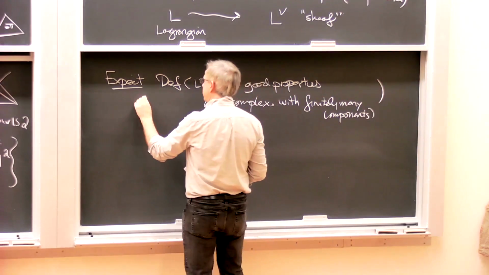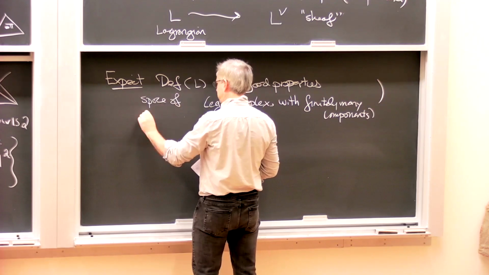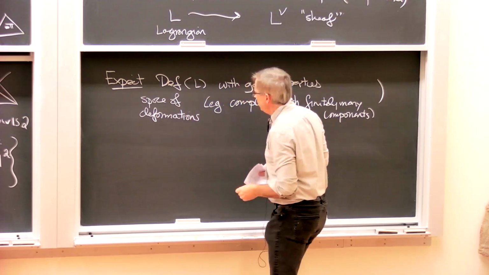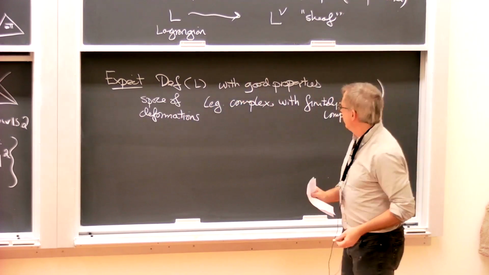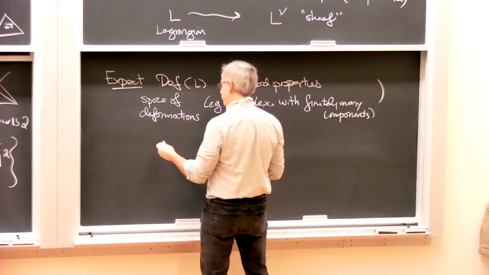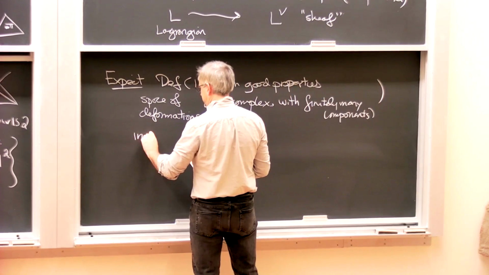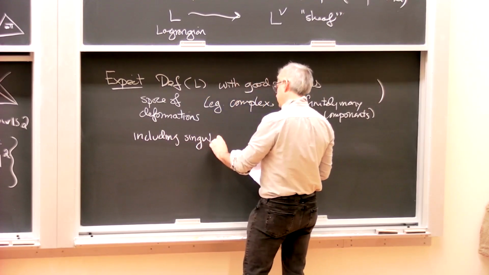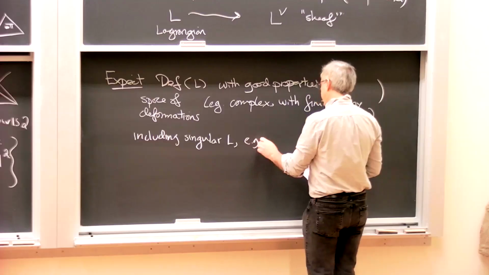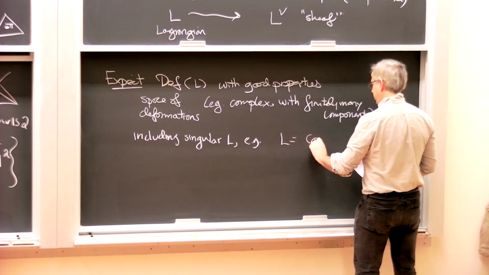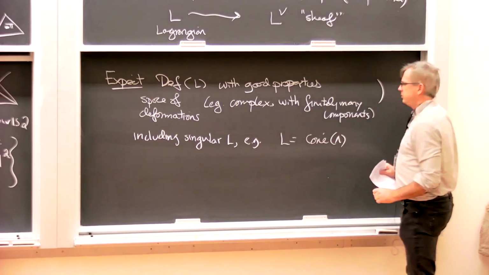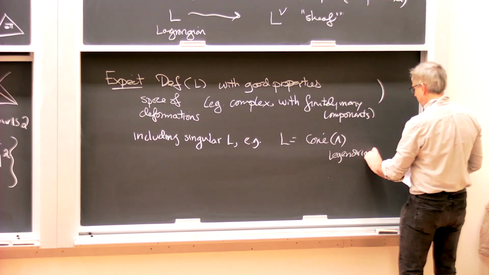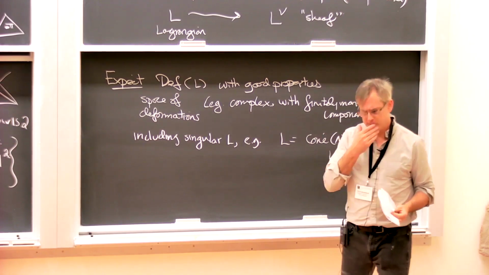And Def here is a space of deformations of L. And this is supposed to include the case when L is singular. And in particular, when L is just something like the cone on some Legendrian lambda, one expects a good deformation space.